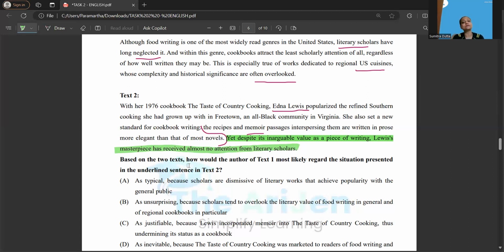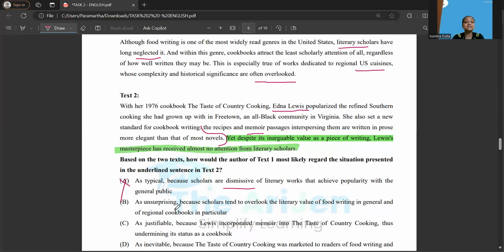Now see, based on the two texts, how would the author of text 1 most likely regard the situation presented in the underlined sentence in text 2? Option A: as typical, because scholars are dismissive of literary works that achieve popularity with the general public. There was no idea given that scholars were dismissive of such works. In text 1, it is clearly said the scholars neglected cookbooks. So no, this idea cannot be comprehended.